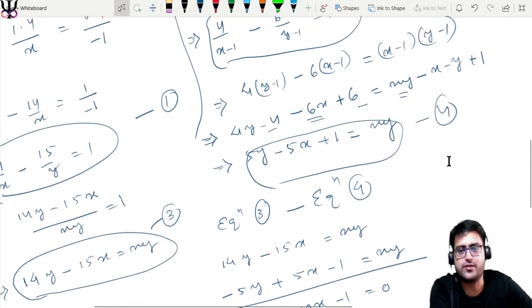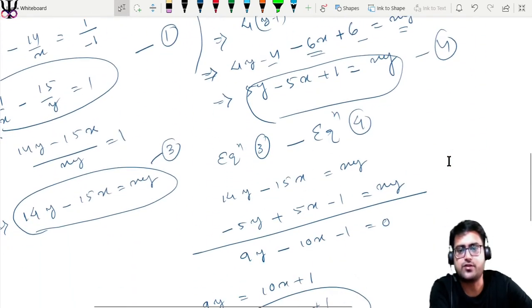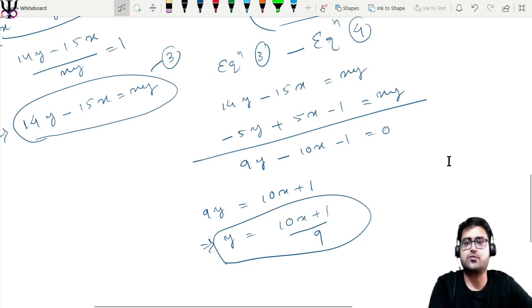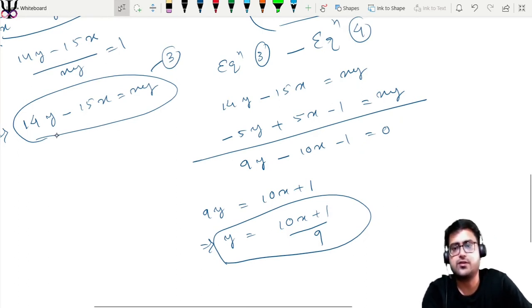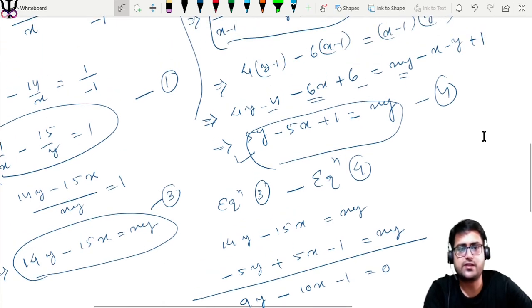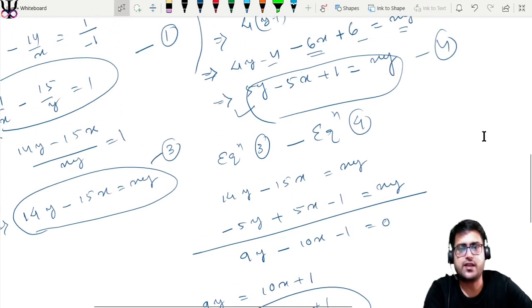We want to solve this equation, right? So how do we solve it? Let's take the very simplest one. If you take the simplest one, for example, let's take this one, or let's just check this one. This appears to be very simple. 5y minus 5x plus 1 is xy. Okay, it's xy. So let's take care of this one.